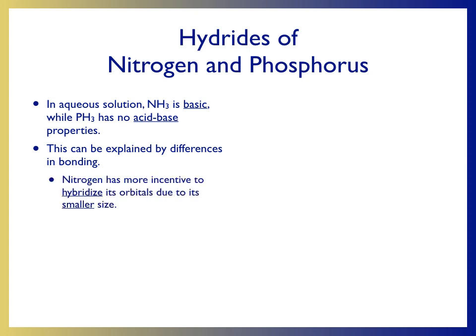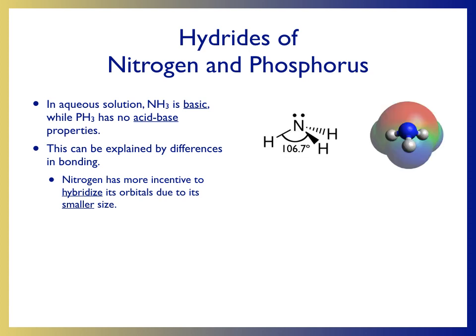Nitrogen is a smaller atom. Therefore, in ammonia, in order for there to be enough room for all of the bonds and the lone pair, the nitrogen atom undergoes hybridization. Remember that the angle between p orbitals in a nitrogen atom is 90 degrees. But when nitrogen combines with hydrogen to form ammonia, the angle is larger, 106.7 degrees. This indicates that the nitrogen atom is hybridized.